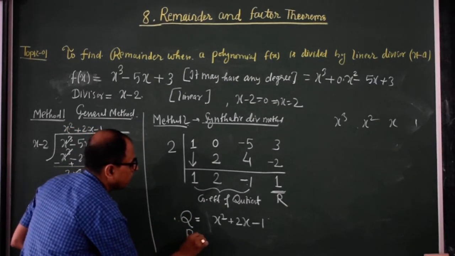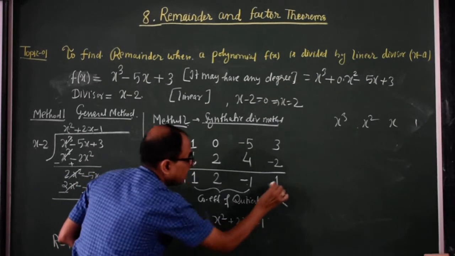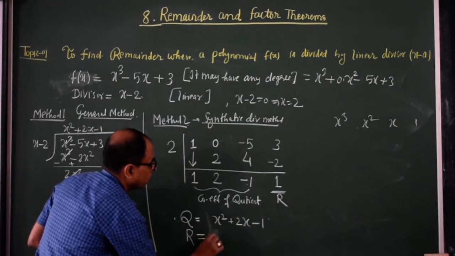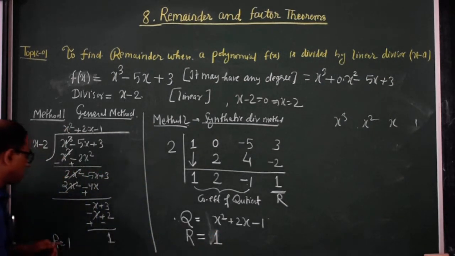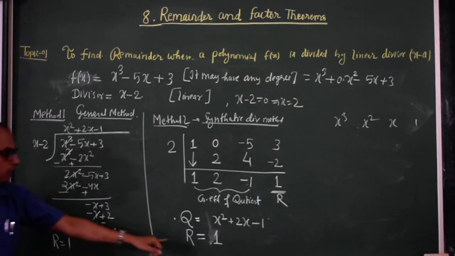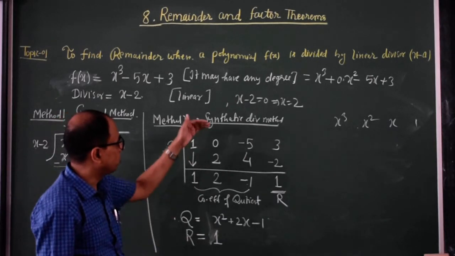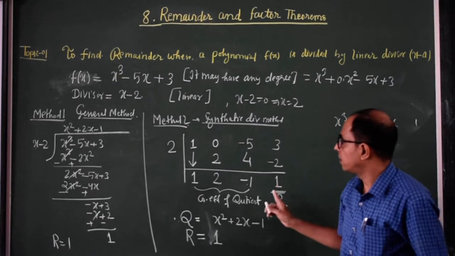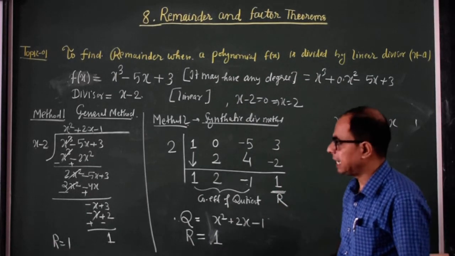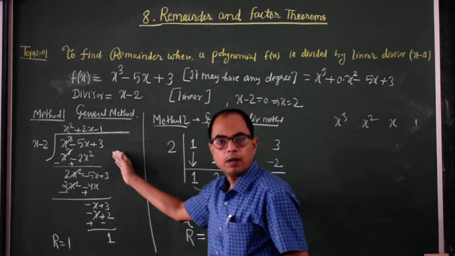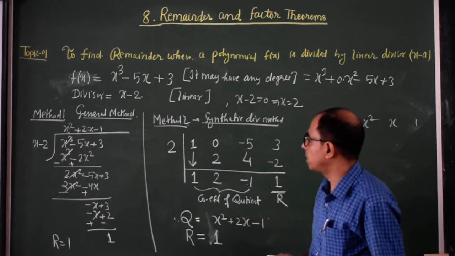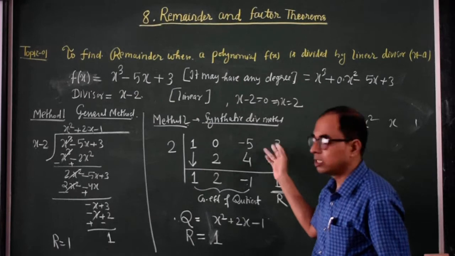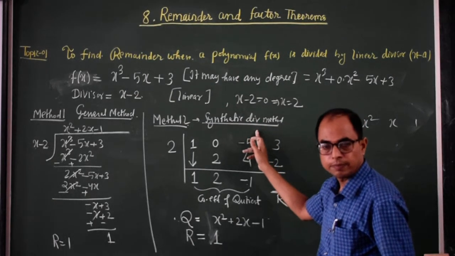Now what is the value of the remainder? The last number represents the remainder. So the remainder is 1. From this method also we have got the same remainder 1. This is called the synthetic division method. Here we have used a shortcut trick to divide the polynomial.